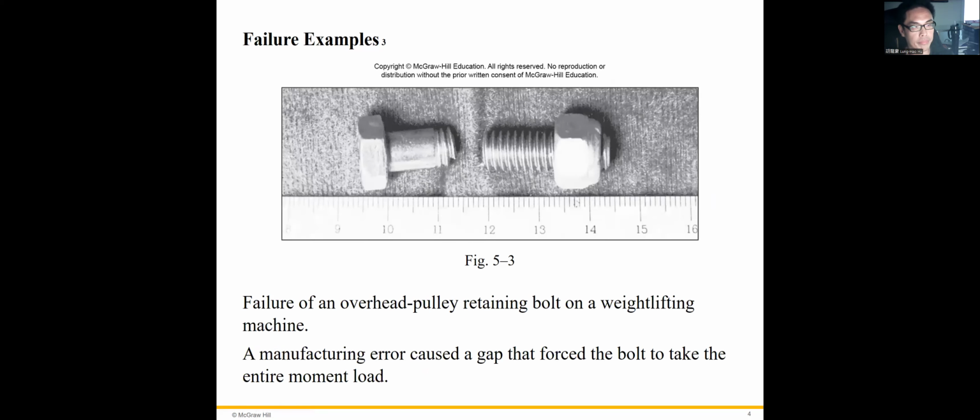Okay, and it's the bolt for some weightlifting machine. So obviously it was broken due to the bending, right? So this bolt might be subjected to most of the weight, most of the weight from bending.